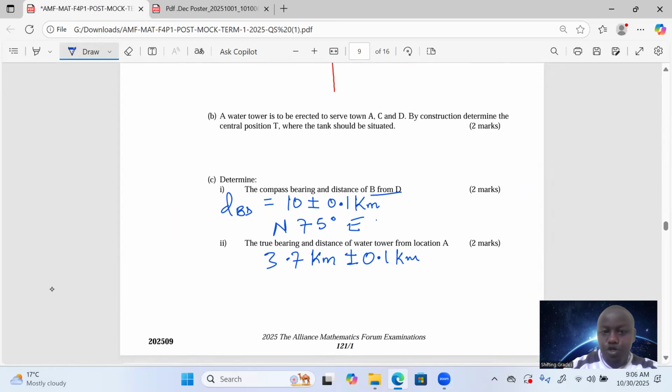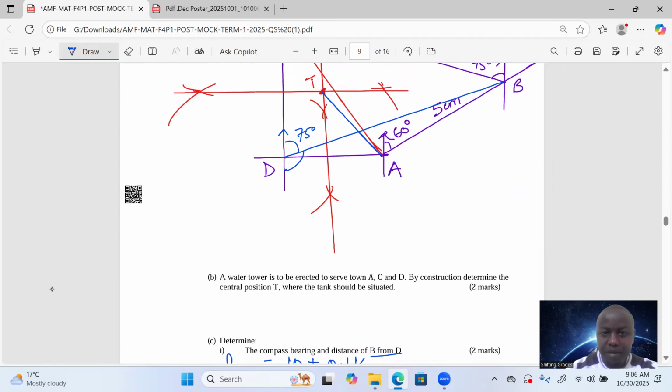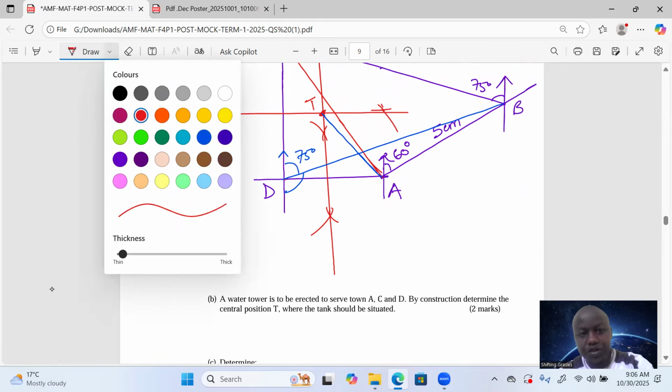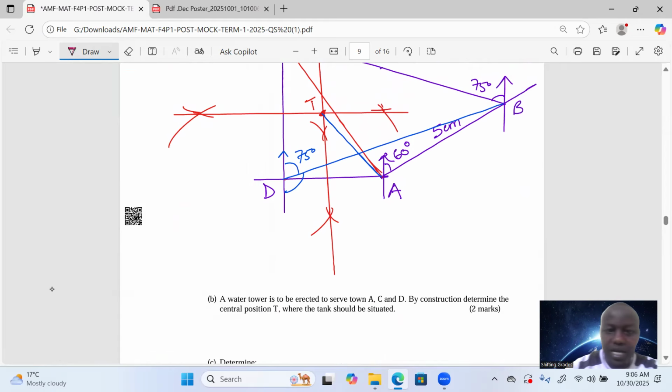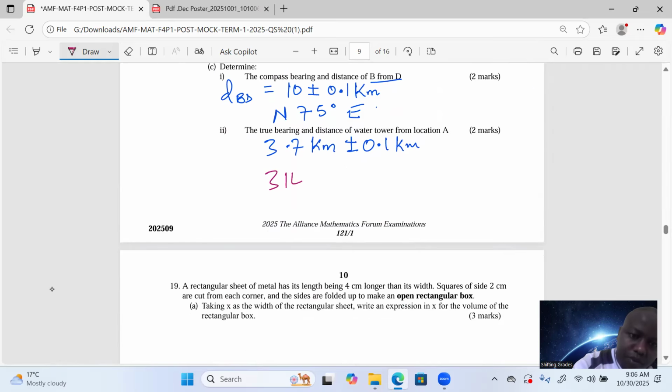True bearing must be measured from the north in the clockwise direction and must be stated in 3 digits. If it's 2 digits, you introduce a 0 at the beginning. Therefore, we measure from the north all the way, and we get 314 degrees, whereby for angles, we consider an accuracy of a whole degree. So it can be plus or minus 1.